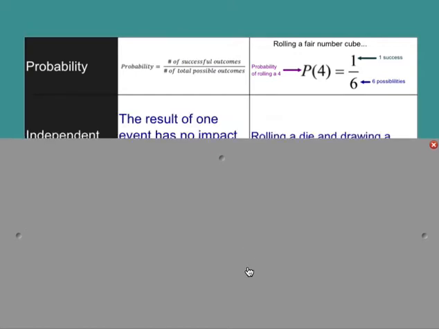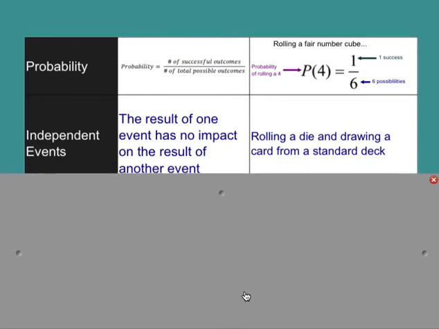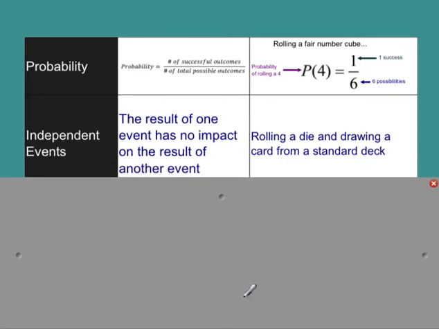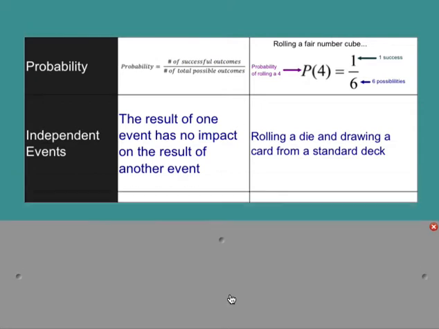Okay? Taking a look at these independent events. The result of one independent event has no impact on the other event. So for example, when we were rolling a die and then rolling it again, what we did first had no effect on what we were doing after that. Next would be rolling a die and drawing from a standard deck of cards. Do the die and the cards relate? No, they're a completely different thing. They're separate. That's what makes them independent.